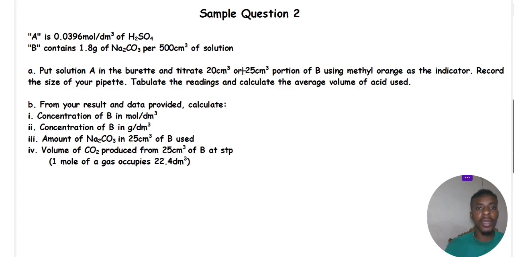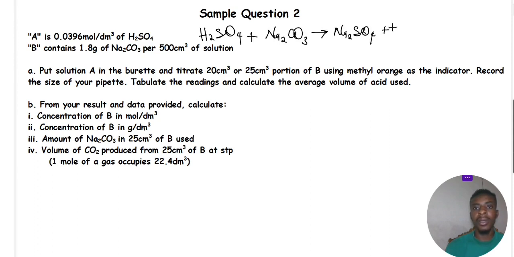So we'll start with the first one. Now take note, the equation for the reaction is between sulfuric acid plus sodium carbonate. When an acid reacts with a carbonate, it gives you the corresponding salt of the carbonate plus water, and then carbon dioxide gas, which is given off.